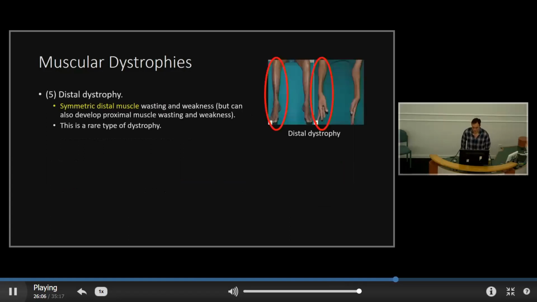There are distal muscular dystrophies. These are pretty darn rare. I don't see these very often. They cause symmetric distal muscle wasting and weakness, but they can also develop proximal muscle wasting and weakness. Like I said, it's very rare.